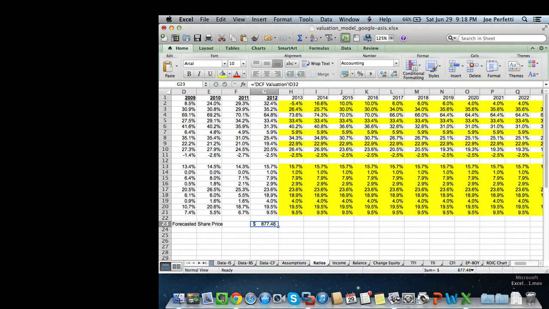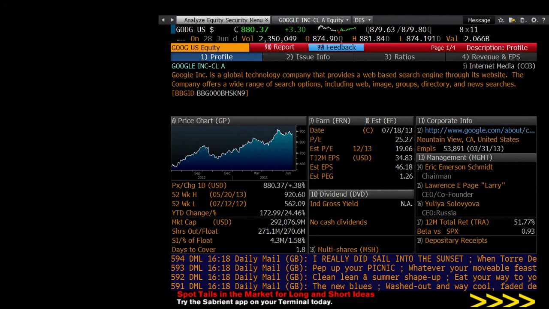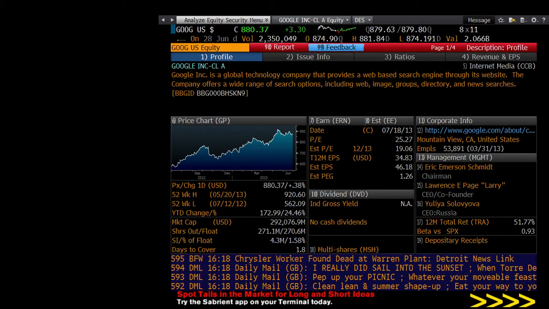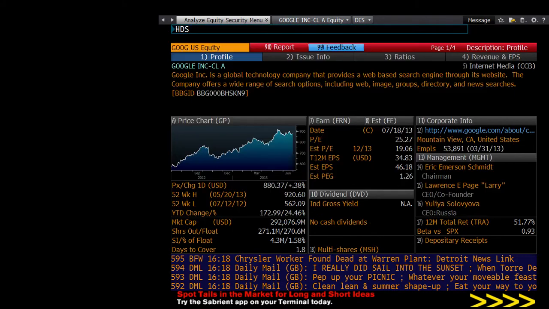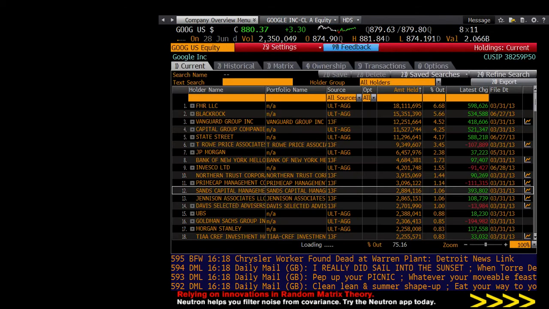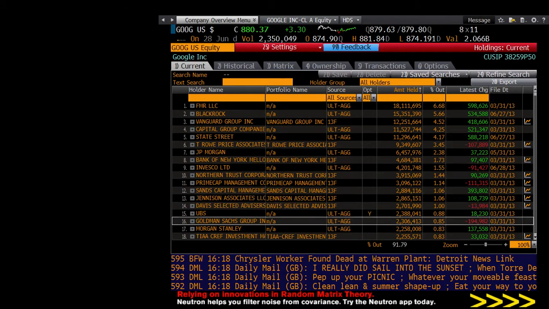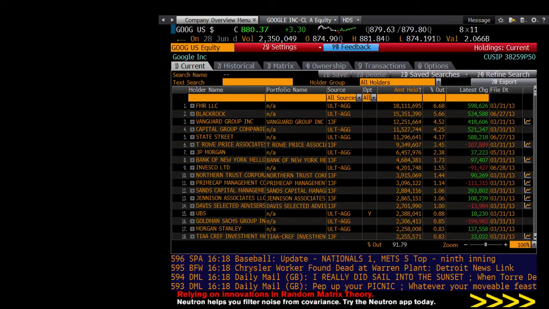And so the point of an as-is is you're trying to come up with an understanding of what are the assumptions that could lead to the current share price. What could the market be thinking to get to the current share price? And by the way, when I say what could the market be thinking, understand that one of the useful screens in Bloomberg is called HDS. It stands for holders. And this will tell you who owns Google stock. And basically, these 18 firms own 92% of Google.